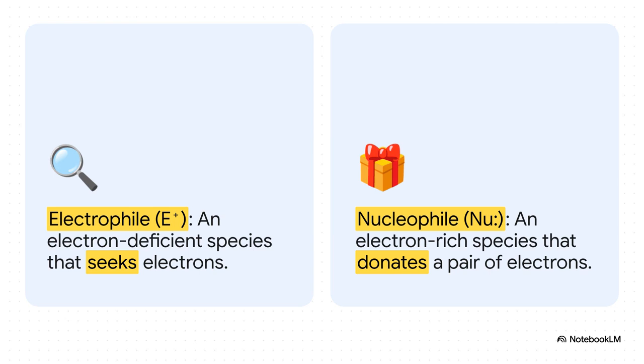On one side, you have the electrophile. It's electron poor, it's kind of hungry, and it is actively searching for electrons. And on the other side, you've got the nucleophile. It's electron rich, it has electrons to spare, and it's looking to donate a pair. Honestly, the dance between these two, that's what drives pretty much all of organic chemistry.